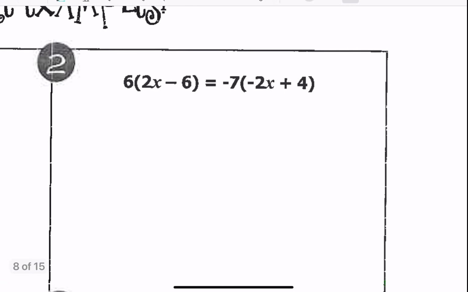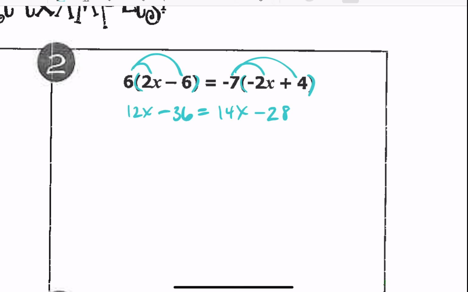So I have parentheses again. So I'm going to do 6 times 2x is 12x. 6 times minus 6 is minus 36. I have them again on the right side. So -7 times -2x is positive 14x. -7 times 4 is minus 28.